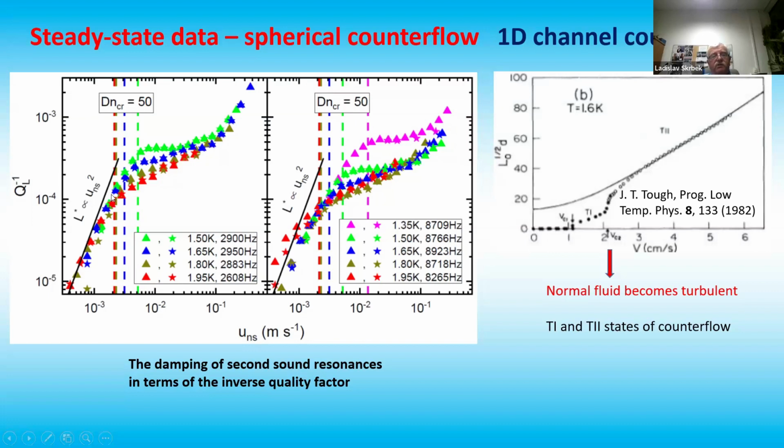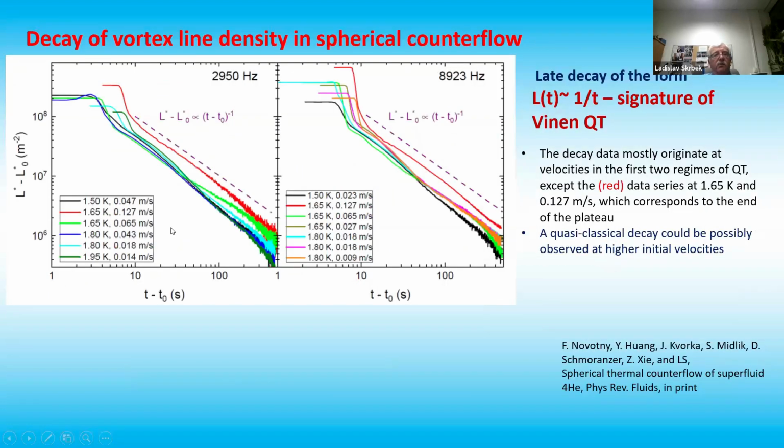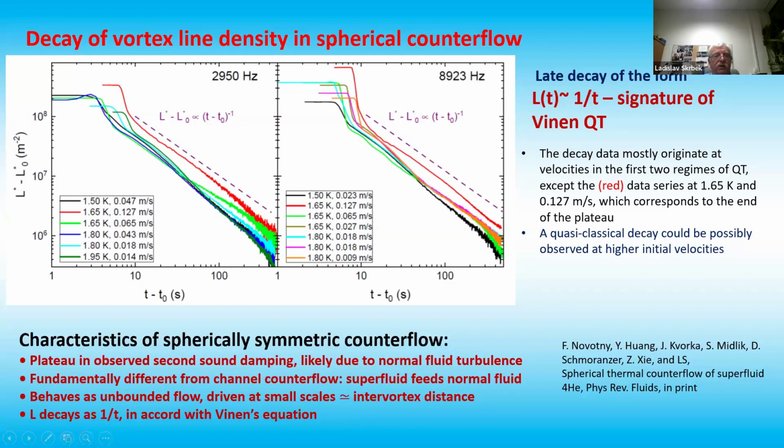Here the opposite is true. So the superfluid actually drives the normal fluid, and the plateau just occurs because of that. And not only that, we have also been able to measure the decay of this quantum turbulence, and we can see that the late decay is consistent with 1/t, which is a signature of Vinen turbulence.